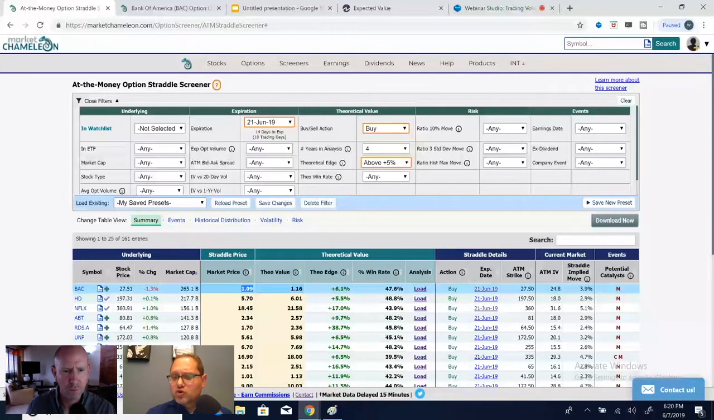And that's how we start our screening to look for potentially undervalued straddles, right? Because you want a good deal. Because if you pay so much for a straddle that never in history has it covered that amount, then you have to have a very good reason to believe that it's going to move that much, right?